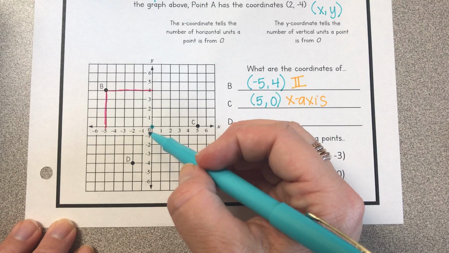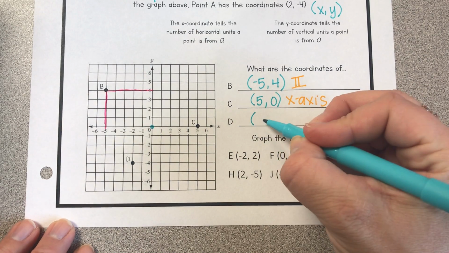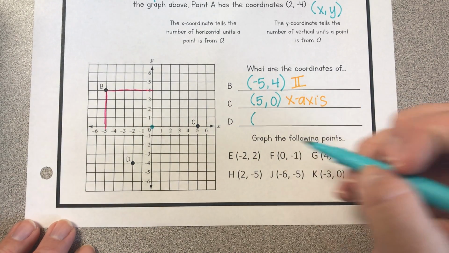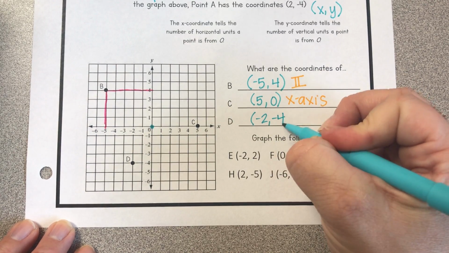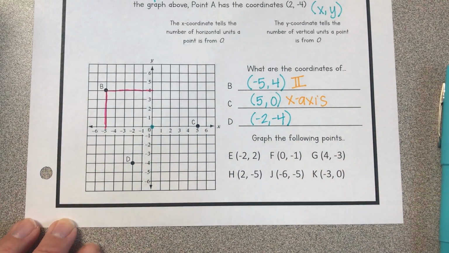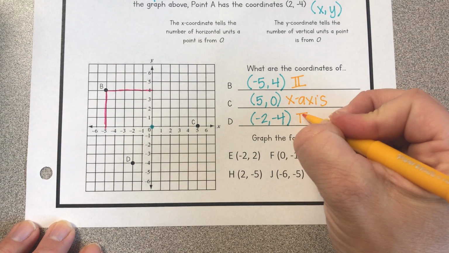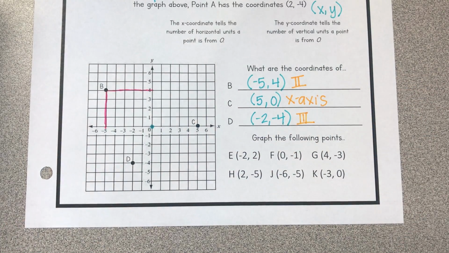And then let's look at D. Shout it out. What are the coordinates? -2, -4. And what quadrant is that in? Quadrant 3.